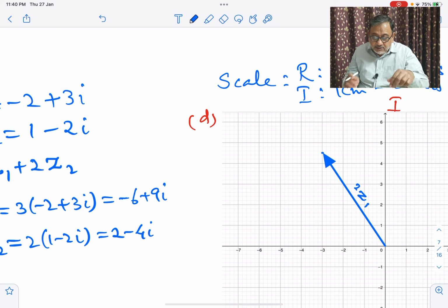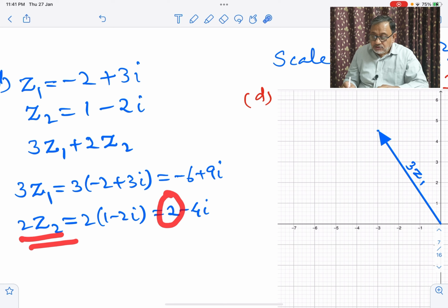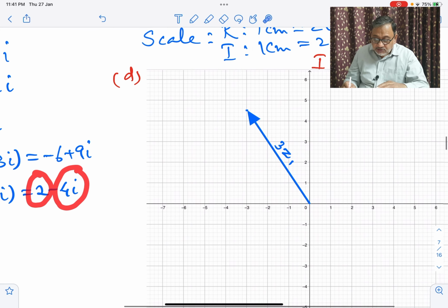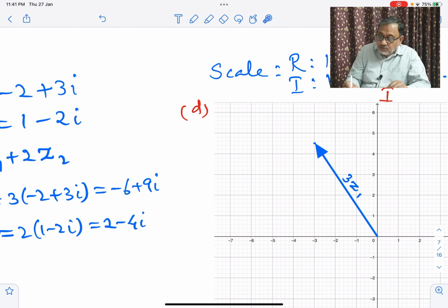Okay, then I have to show 2z2 where 3z1 is ending. Okay, 2z2. Look here, 2z2 is 2 minus 4i. So 2 in the positive direction and minus 4i will be downwards. So 2 means 1 unit to the right from here. So 1 unit to the right and 4 units down.